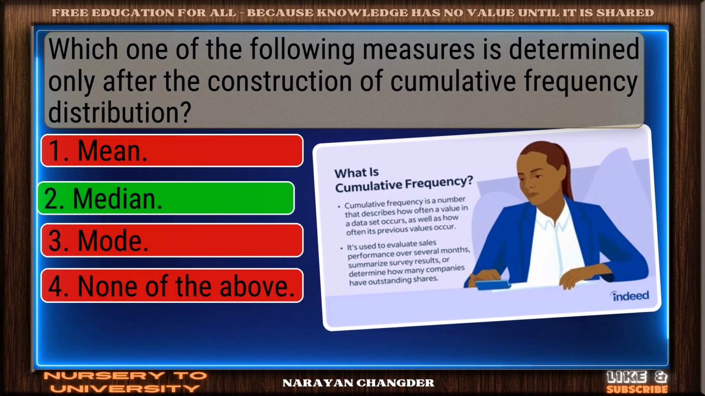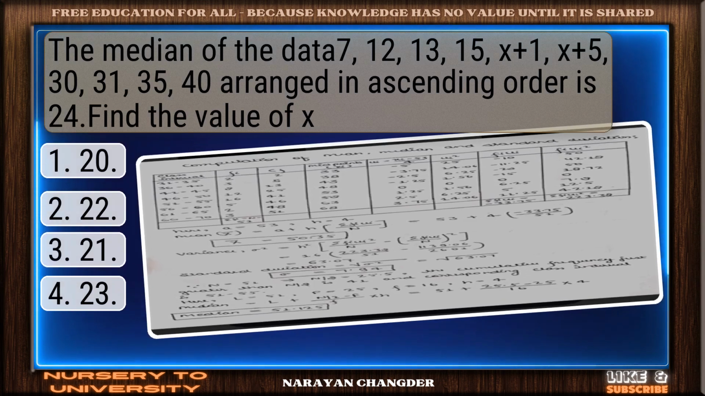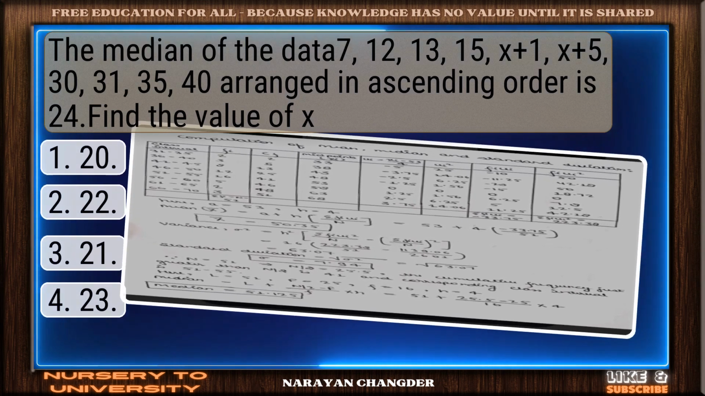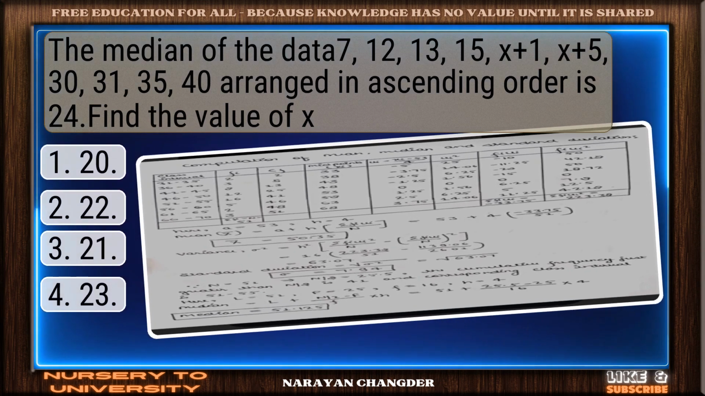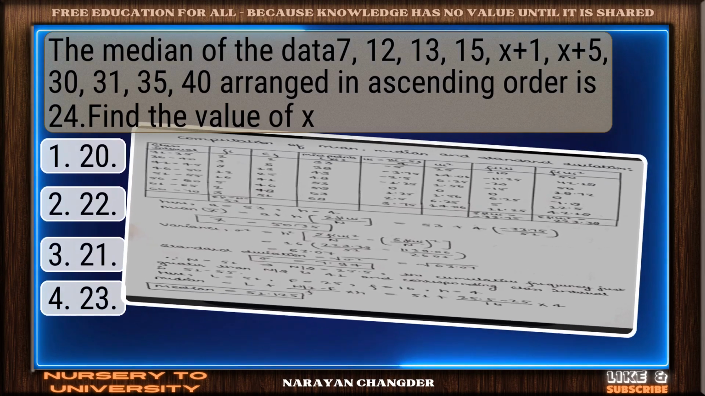Nicely done. Median is solid. The median of the data 7, 12, 13, 15, x plus 1, x plus 5, 30, 31, 35, 40 arranged in ascending order is 24. Find the value of x.